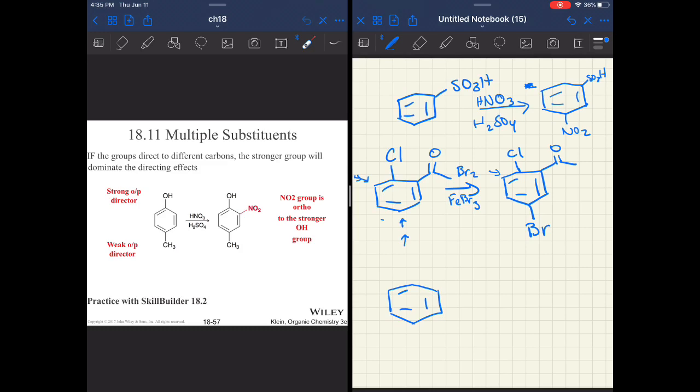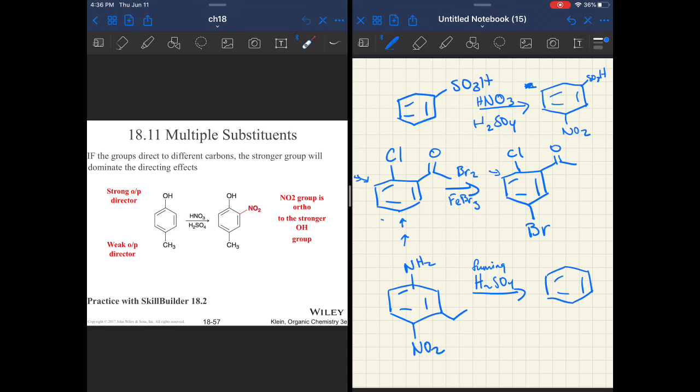If we had, let's say we had three substituents. Let's mix it up a little bit. Let's say we have an amine. We have an ethyl. And we have a nitro group. Say now we're trying to add a sulfonyl. We want fuming H2SO4.